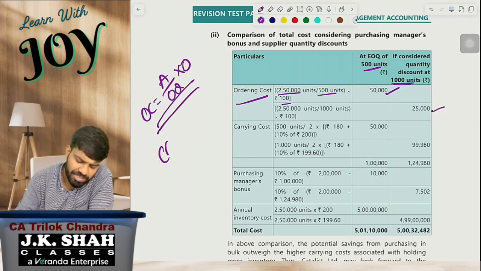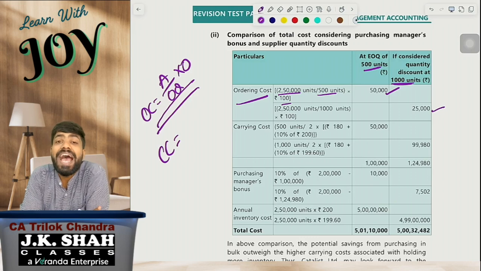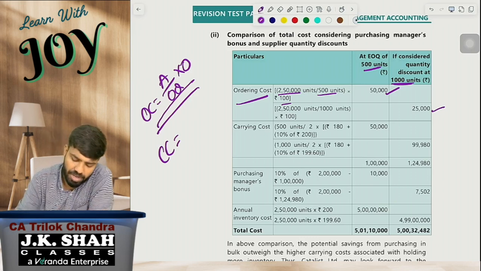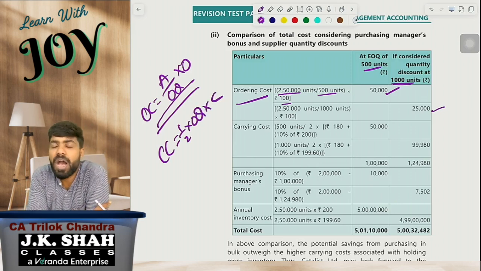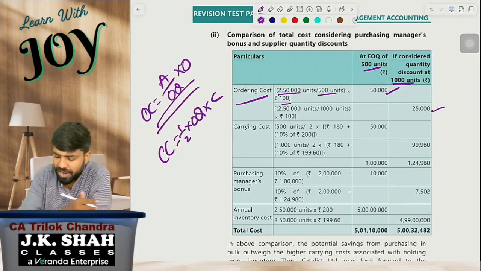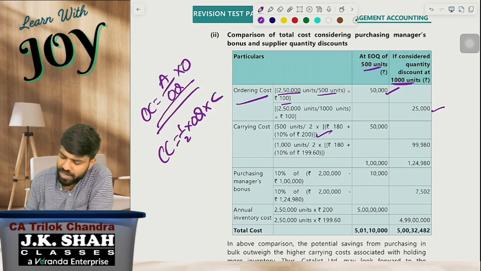Next, carrying cost. What is the formula for carrying cost? Average stock into carrying cost per unit per annum. How to calculate average stock? Half of OQ. Half of OQ into C. Half into 500 into 20, that is 50,000.